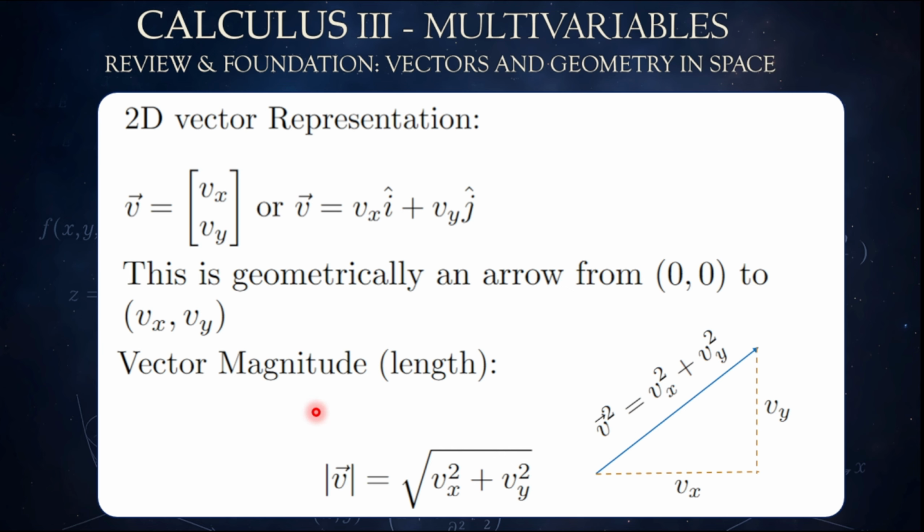As for the vector magnitude, or length of the vector, if you imagine the vector, it has a vy component, which is the height of the vector, and vx, which is the base. So applying the law of Pythagoras, because we have a right triangle, v squared is equal to vx squared plus vy squared. So v, which is the length of the vector, is equal to the square root of vx squared plus vy squared.